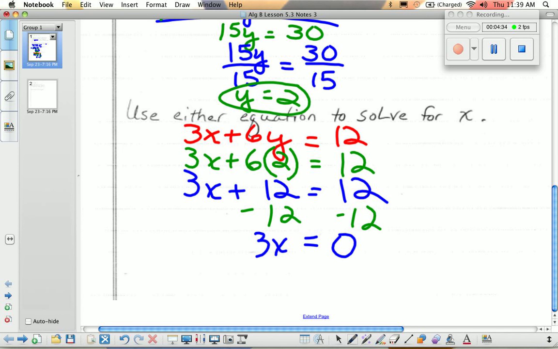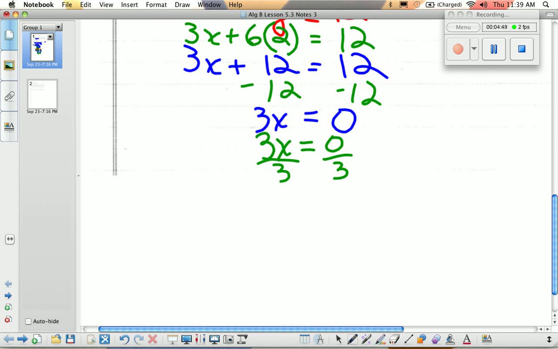What am I going to do? I got a 0. Still divide by 3. Oh, I still divide by 3. There's no panic just because a 0 shows up in the problem. You just keep going, right? So, what's our x value? 0. What is 0 divided by 3?